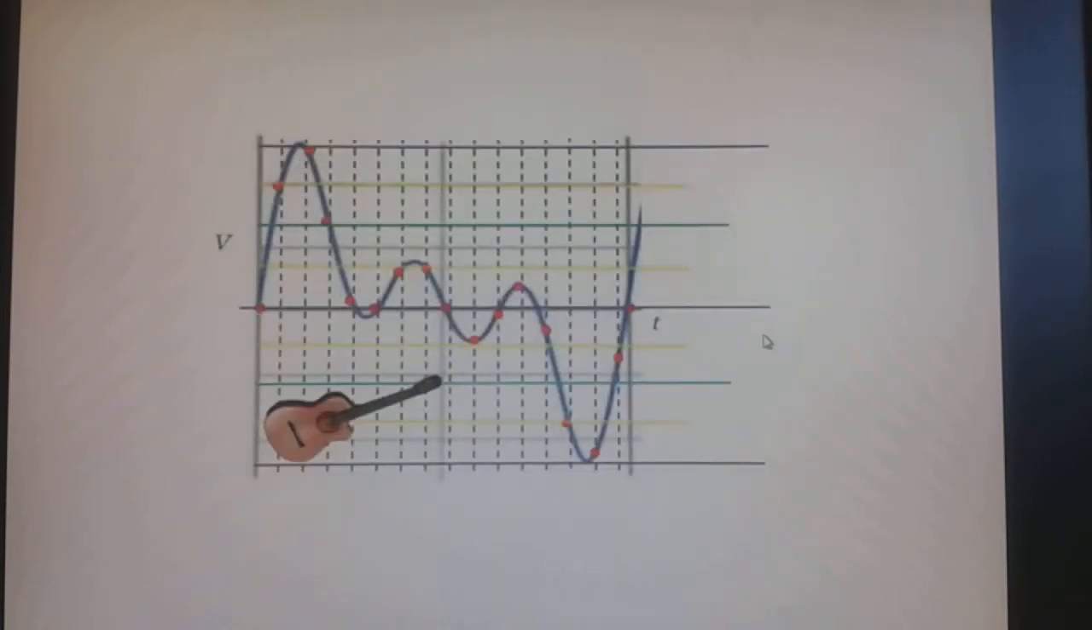Here we have a waveform from plucking a string on a guitar, and we will take samples or snapshots at various points along these time intervals, and at these points we will get the value of the waveform, so we get a sample of what is going on at each of these points. That is sampling.